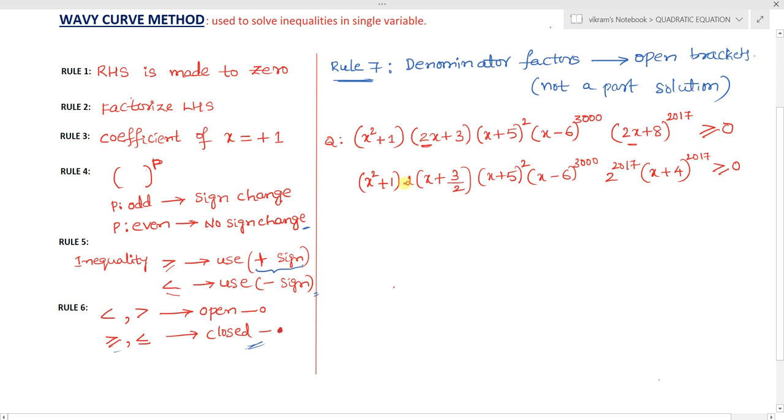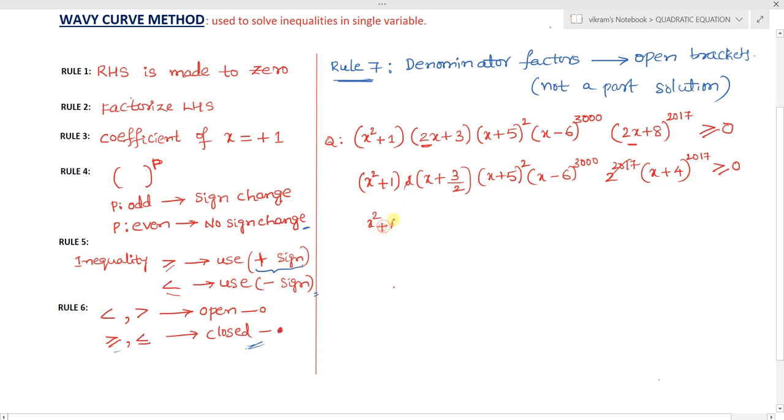Okay, right. So if we divide, the 2 and 2^2017 have to be cancelled out. Why? Because we divide on both sides, and 0 divided by something is 0 only, so they cancel out. And x² + 1 has imaginary roots, so keep it as it is.